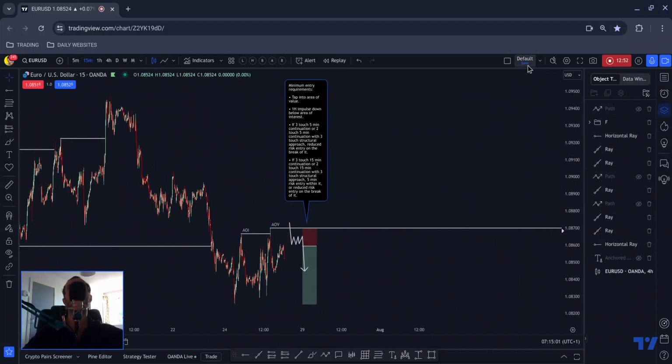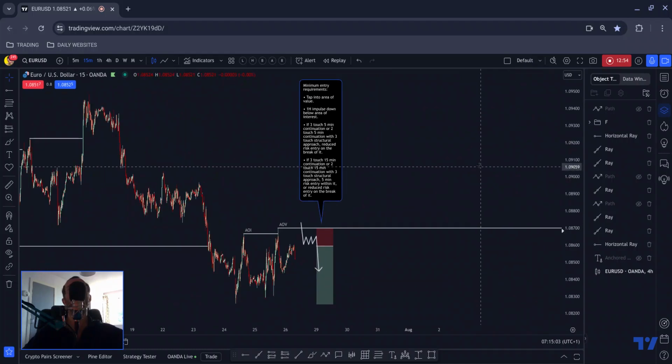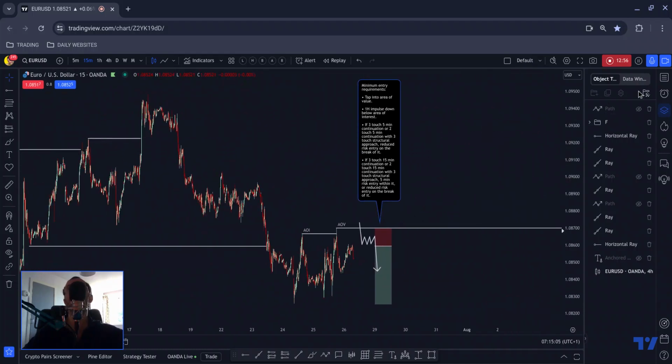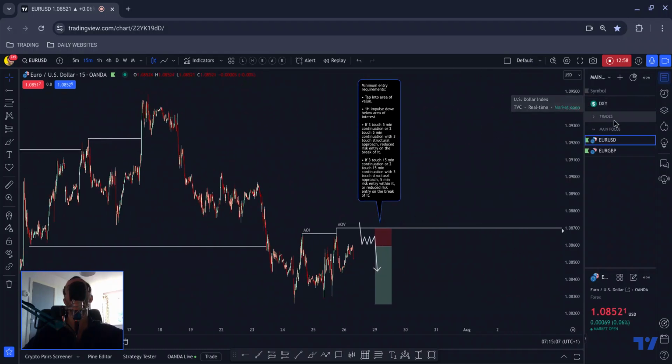I'm just going to leave that like that. We'll see what price wants to do. Okay, price will show its hand one way or the other.